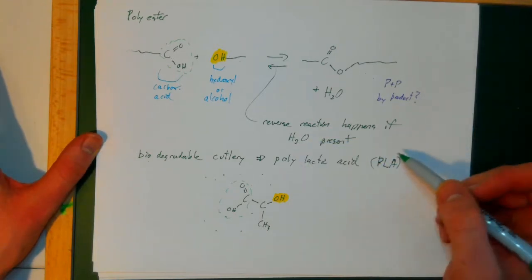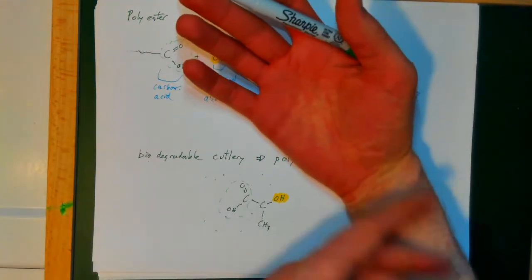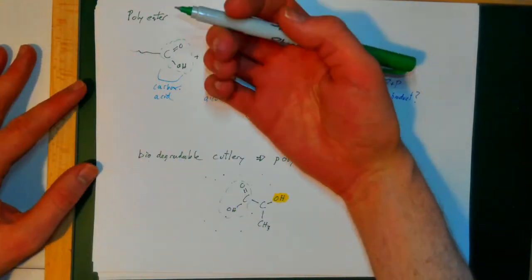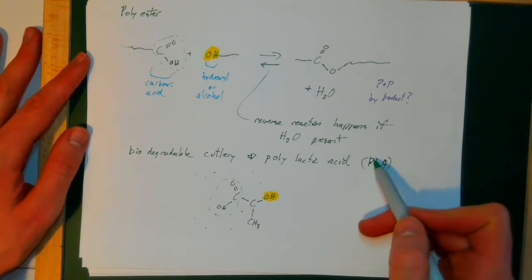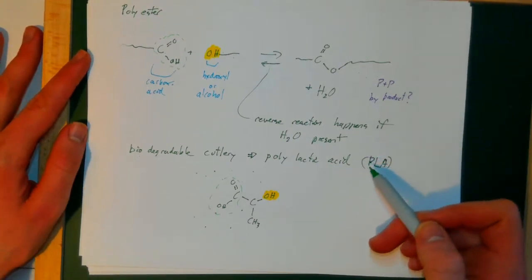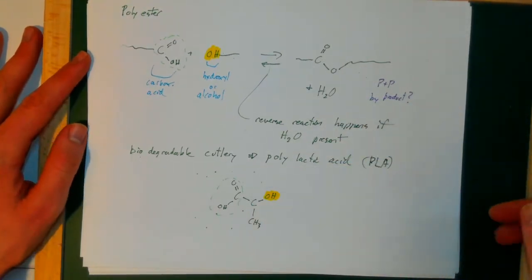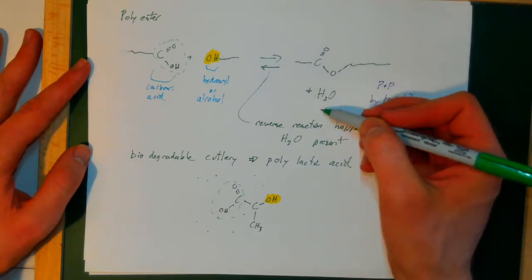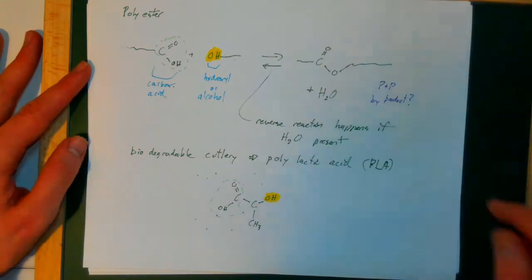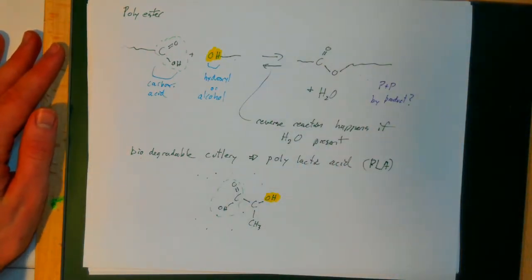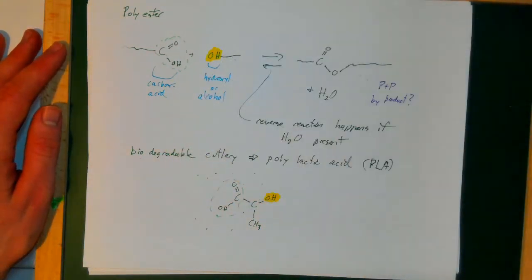PLA is also being used inside our bodies as well, right? I'm pretty wet on the inside. I'm made of blood and a whole bunch of other fluids. So polylactic acid can be used for degradable polymers that are used inside of our bodies as well. And so basically, as long as there's H2O present, we can get some of the reverse reaction going on as well as the forward reaction. So three cheers for polyesters.